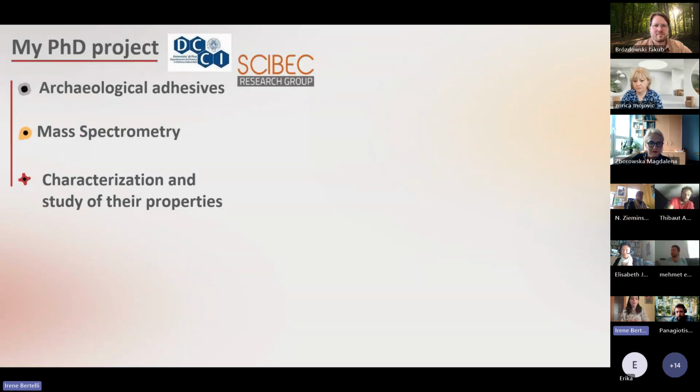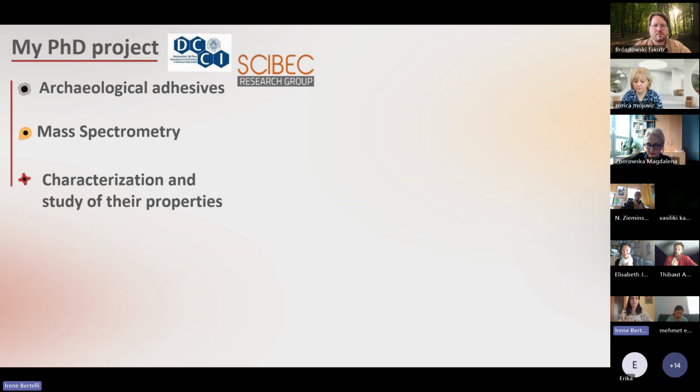So I'm part of the Schiebeck Research Group that is based at the Department of Chemistry and Industrial Chemistry of the University of Pisa, and it's part of our COST Action. The main topic of our research team is the study of materials from the field of cultural heritage through the application of mass spectrometric based techniques. As for my PhD project, I'm a chemist and I study archaeological adhesives.